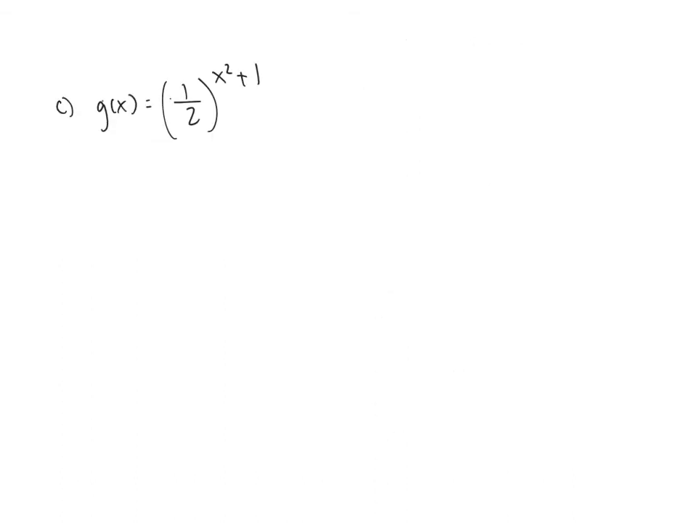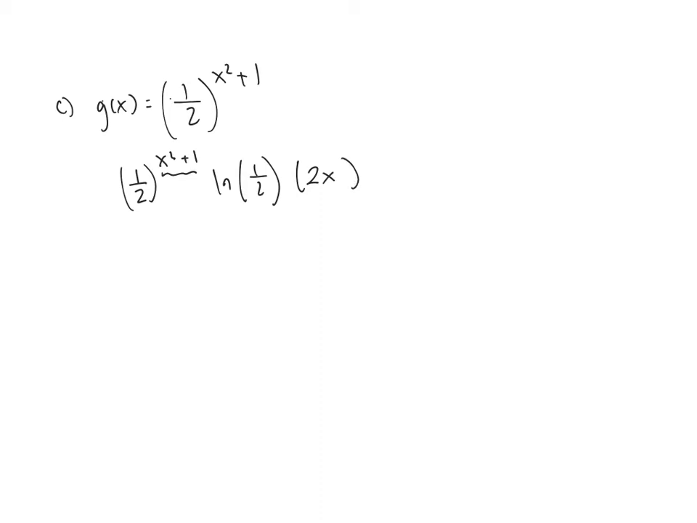All right, for C, it was g of x equals (1/2) to the x squared plus 1. So I'm going to use the same rule again. So (1/2) to the x squared plus 1 times the ln of 1/2. All of that's fine, but I also need to take care of the derivative of the baby. I have to do my chain rule. So the derivative of x squared plus 1 is 2x.